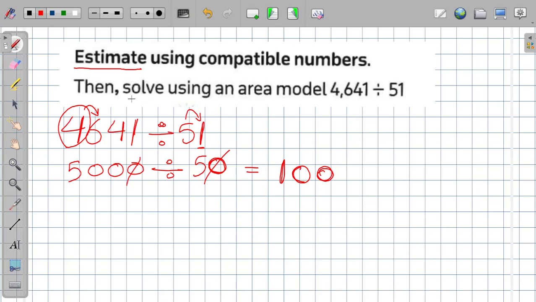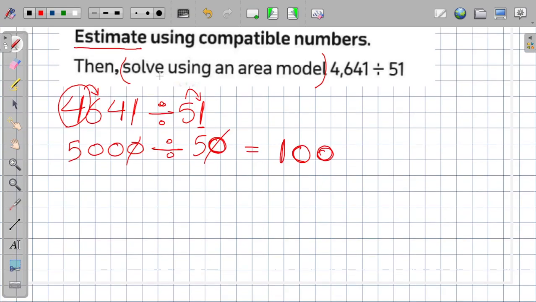After that, I wanted to solve it using the area model. So I will draw the area model and I will try to solve it. Okay, so let's try first to make the timetable for us. So I have 51, so let's try to multiply by 1, by 2, by 3, by 4, by 5, by 6, by 7. Okay, and maybe by 8.